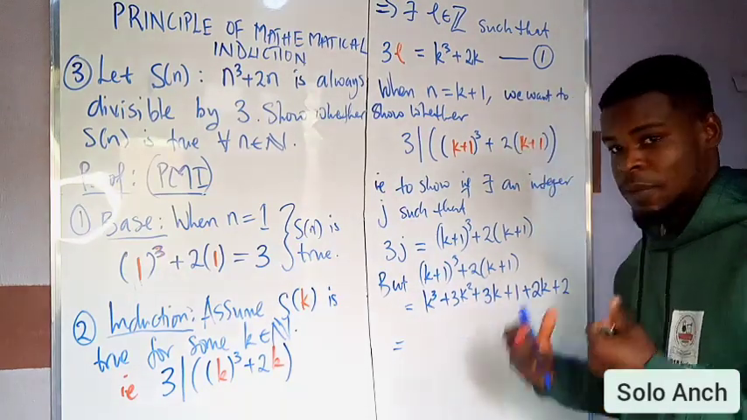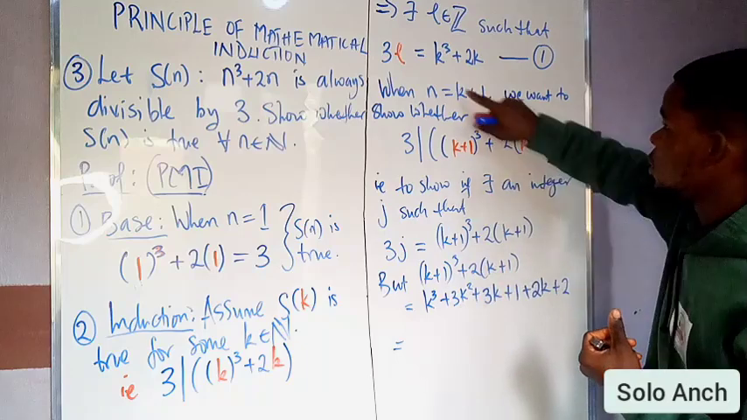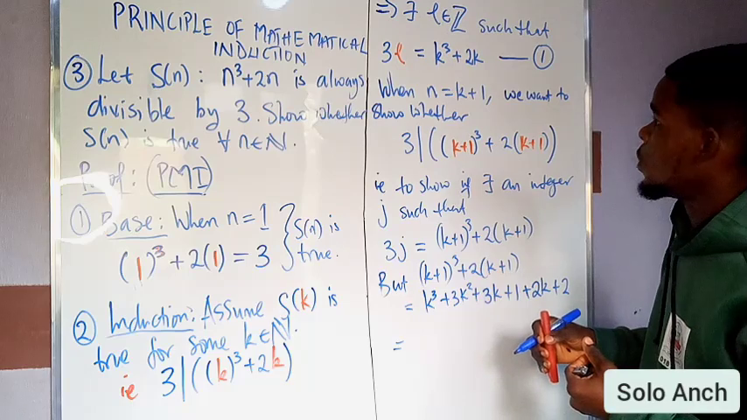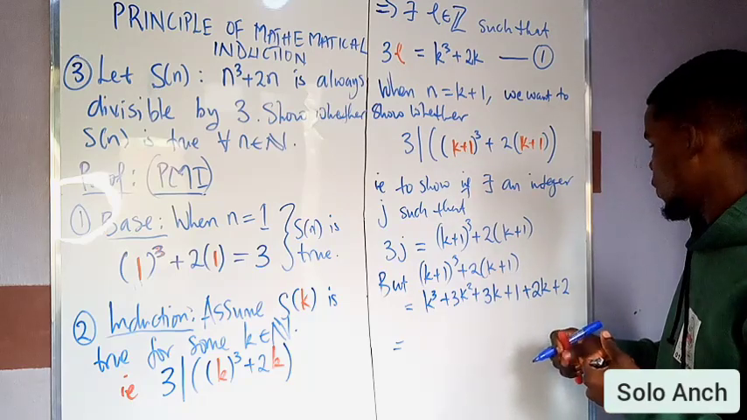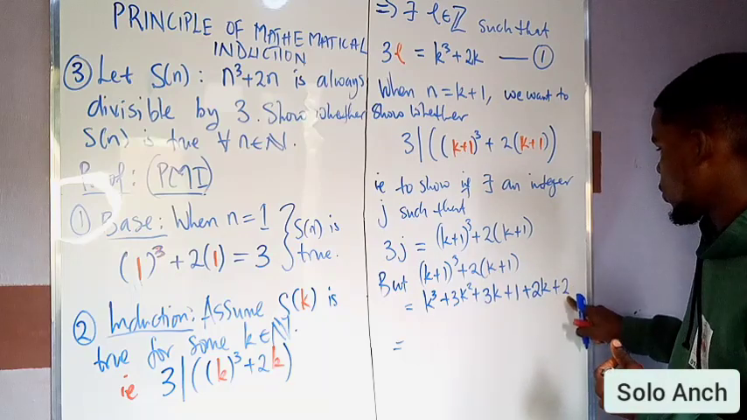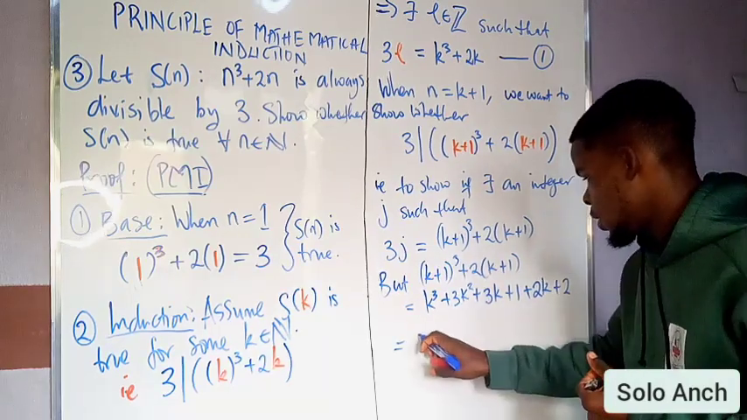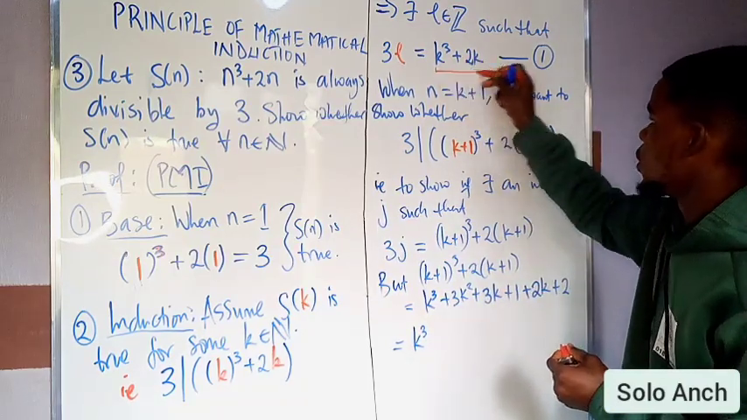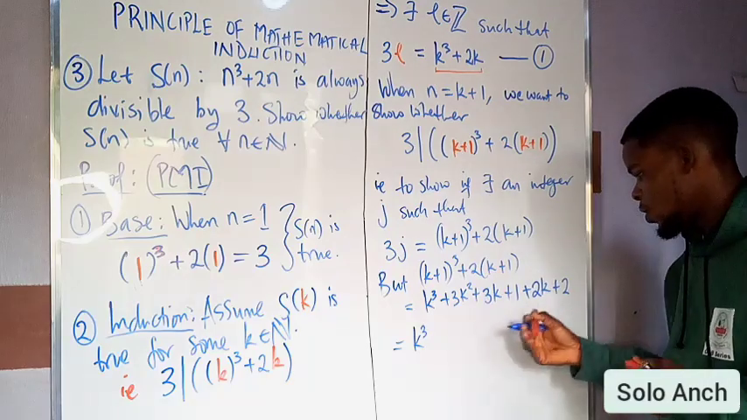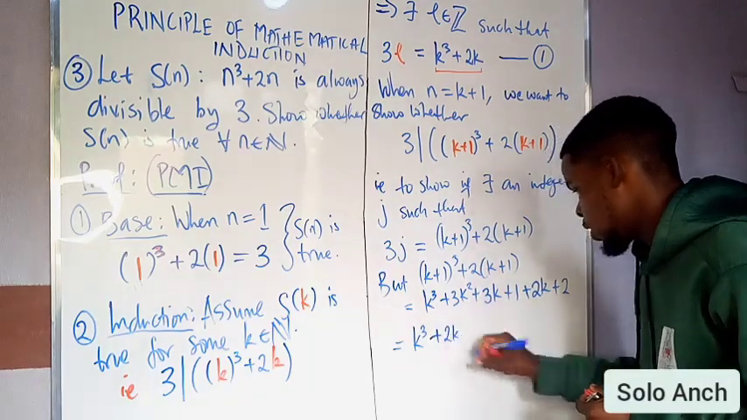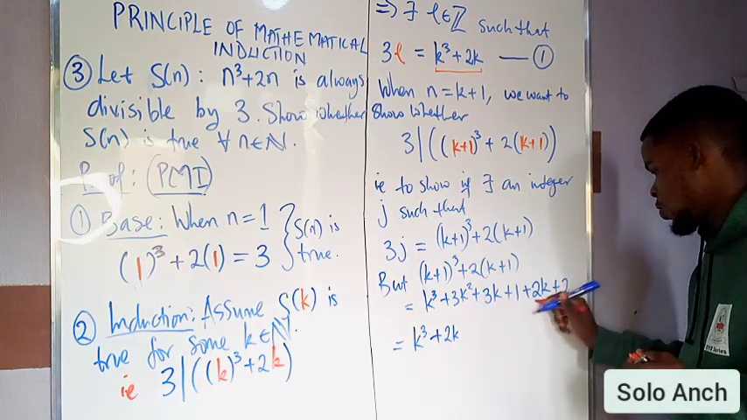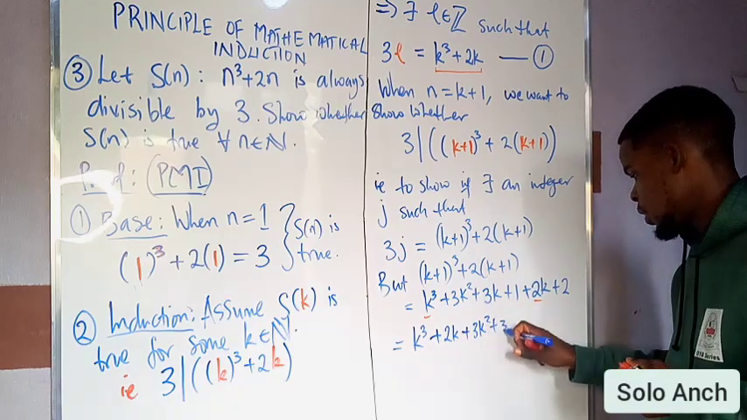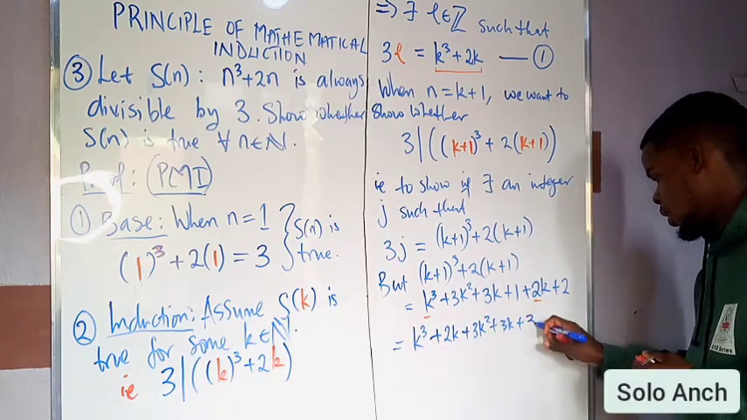Now this is how I'm going to write this, paying attention to my equation 1. I want to get something of this form, k cubed plus 2k. I've seen k cubed plus 2k here, so I'm going to try to write this so that we have that out first. So this k cubed plus 2k, I'm picking these two first. Then I'm going to add 3k squared plus 3k plus, well, 1 plus 2 is 3.